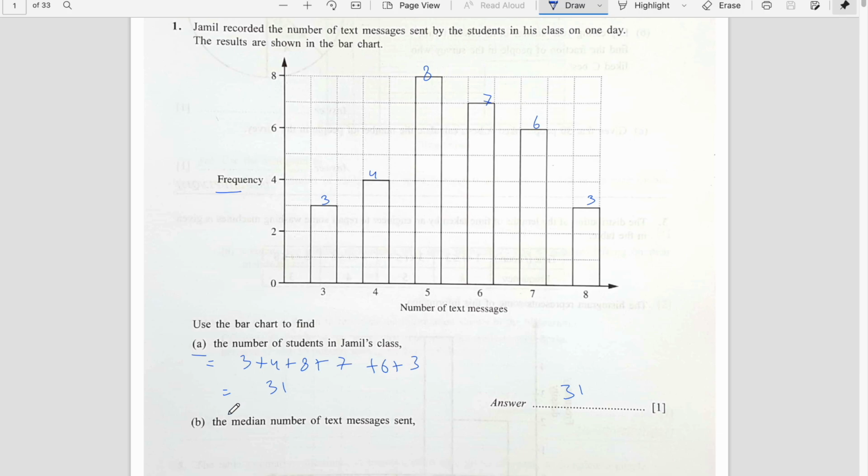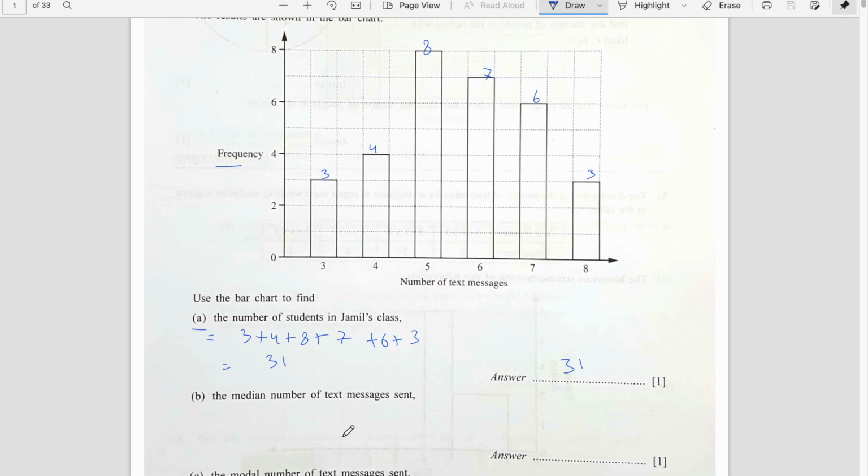Okay. Then it says the median number of text messages. So we already know that there are 31 students. This is an odd number. So 31 by 2 is 16. So the 16th student would be the middle student. Now add these with me. How many are these? 3 plus 4, 7. 7 plus 8, 15. We have still not covered 16. 16 lies in this range. So median is 6.